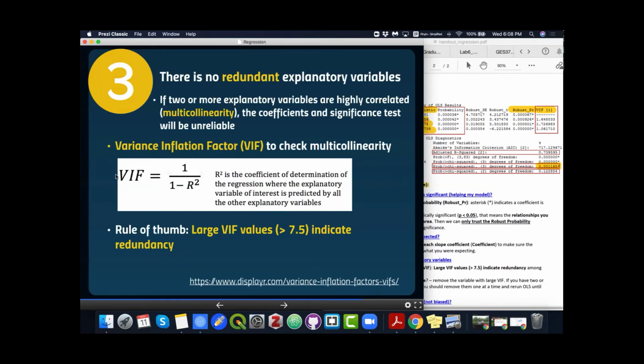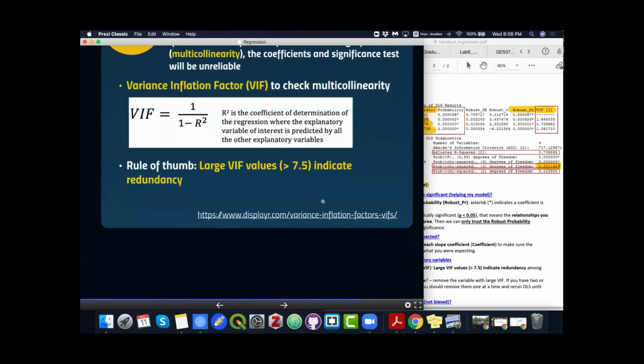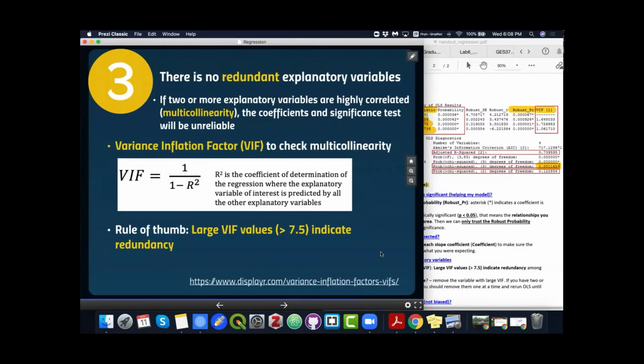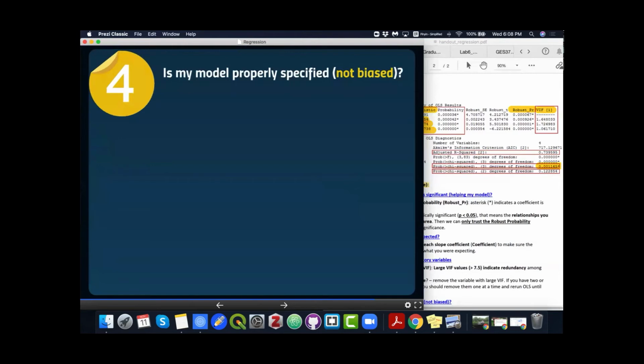Again, if you're not really following me with the calculation, keep in mind, whenever you see a large VIF that is greater than 7.5, that means the particular variable is redundant, and you can think about removing that variable and running the model once again. So that's the third check. Again, we passed our check because we have relatively small VIF values. In the fourth check, it's looking at whether my model is properly specified.